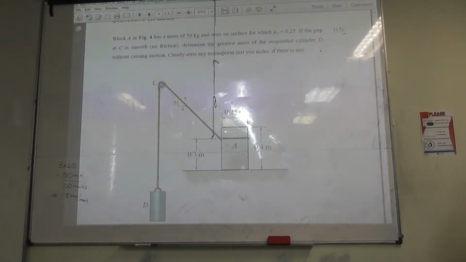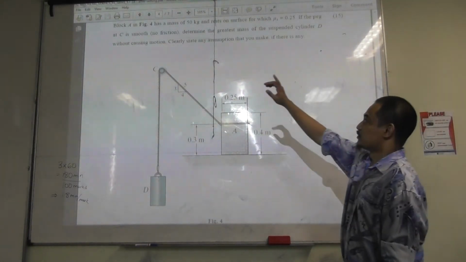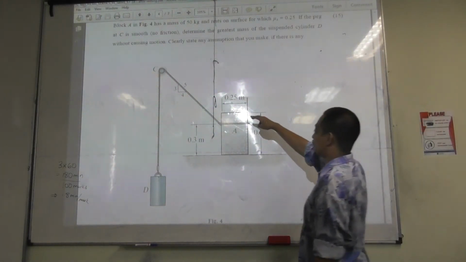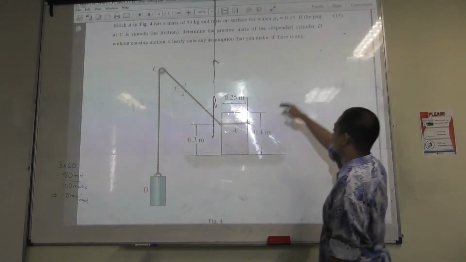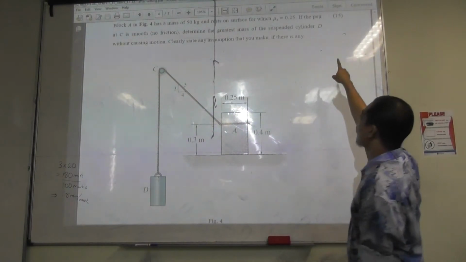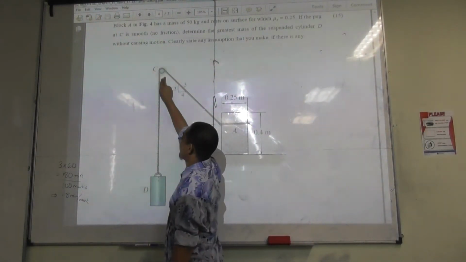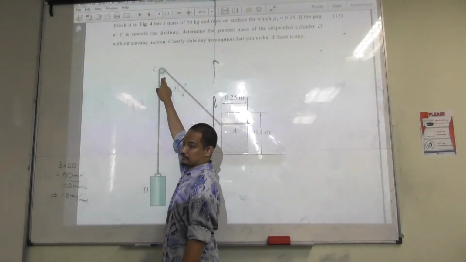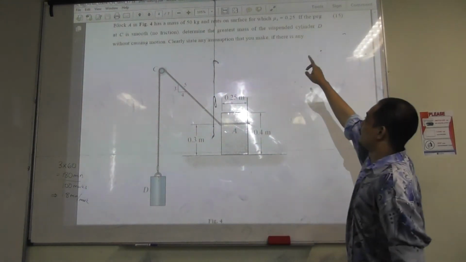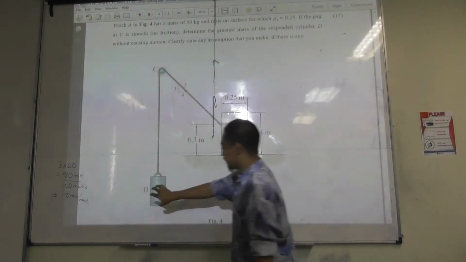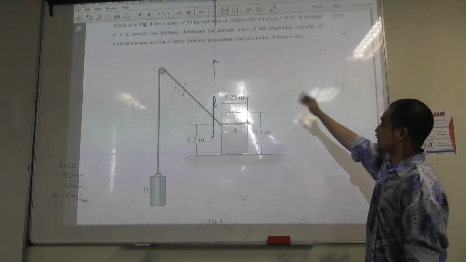Okay, so it's a bit different in that sense. It combines with that one. Okay. So block A has a mass of 50 kg. This is 50 kg, resting on the surface which has the coefficient of 0.25, 0.25 here. If the peg at C is smooth, so no friction here. Okay, what's the implication? If there's no friction, what happens? This has some tension, right? Determine the greatest mass of the suspended cylinder D without causing motion. Clearly state this.